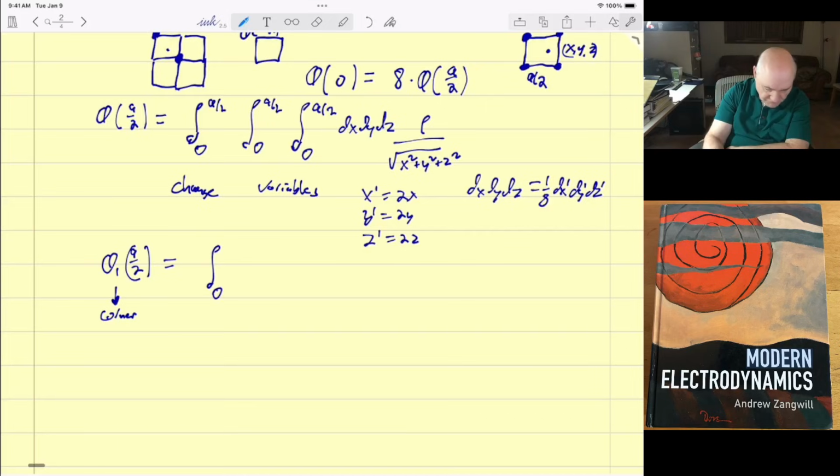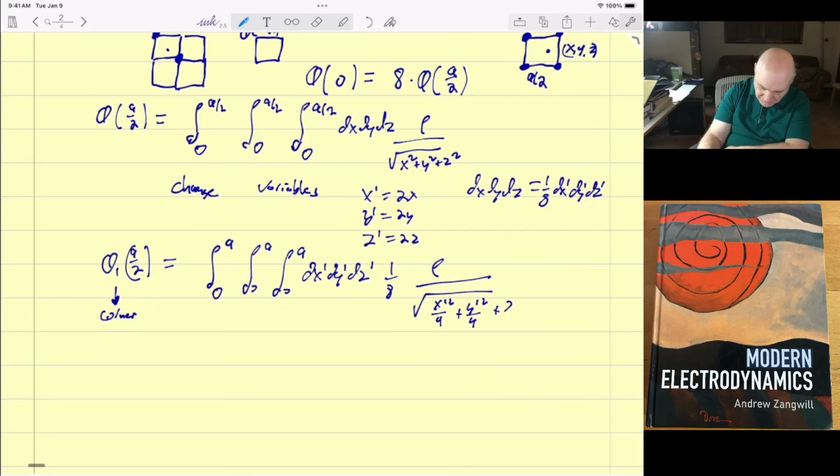The integral from 0 to a, the integral from 0 to a, the integral from 0 to a, dx prime, dy prime, dz prime. I have a 1/8, and I have a rho, square root, and I get x prime squared over 4 plus y prime squared over 4 plus z prime squared over 4. Okay, so the 4's, the square root is going to be 1/2 in the lower denominator, so that's going to make the whole thing 1/4.